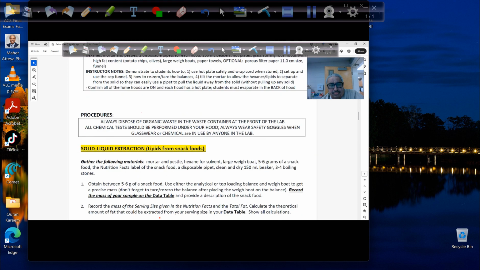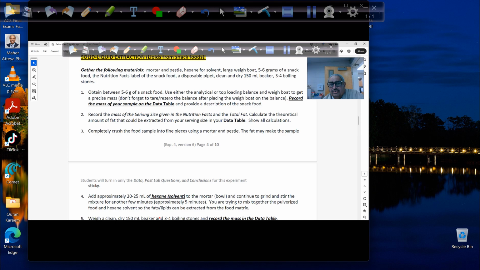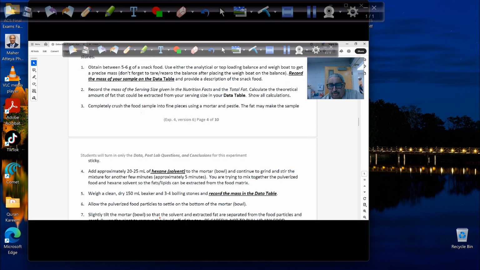Now, the mass of your lipids will be the mass of the beaker plus boiling chips filled, minus the beaker with boiling chips empty. So the beaker filled with the lipids and boiling chips minus the beaker with the boiling chips empty will give you the amount of caffeine. Not caffeine, sorry. Amount of your lipids. I apologize, I said caffeine. That will come in the next step, liquid extraction. I apologize. Now, with this information in mind, this will be your actual yield.